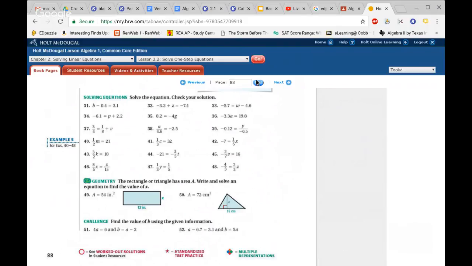So for that one, you would have to remember what the formula for the area of a rectangle is. But that's base times height. Okay, so 12 inches times x. So 12x equals 54.